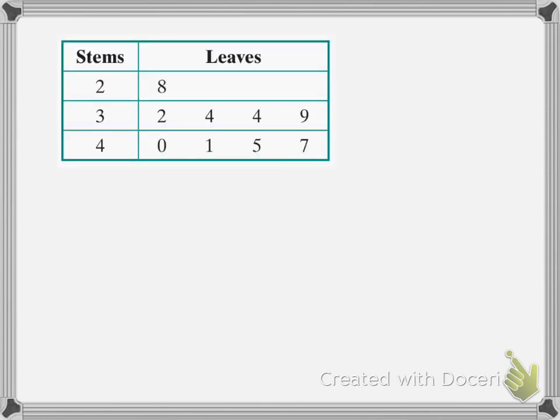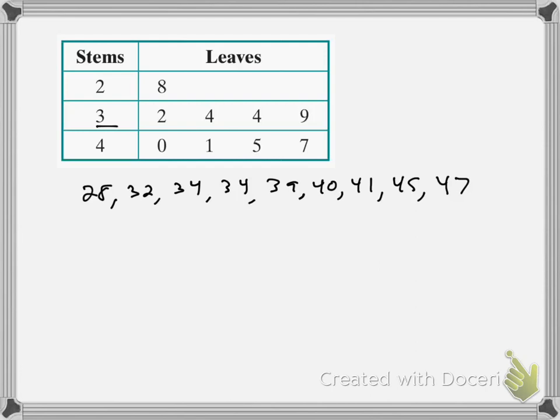Okay, now let's find the mean, median, and mode if we're given a stem and leaf plot. It's helpful here to write these down from the stem and leaf plot. So the actual data items are: 28 is the first one, and then I've got 32, then 34, then 34, then 39, then 40, 41, 45, and 47.